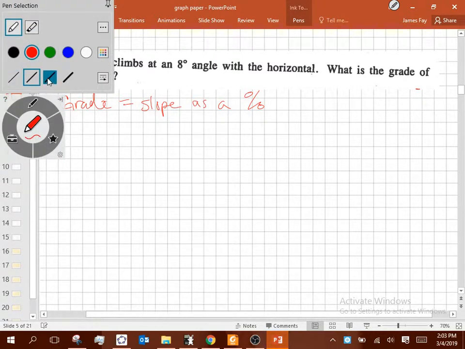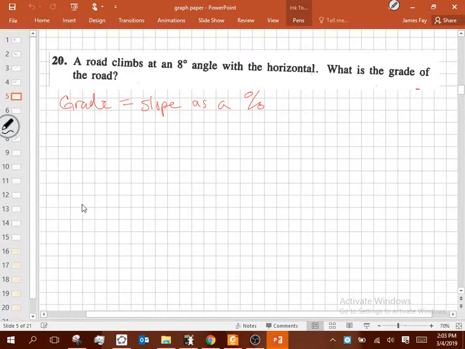Now, in this problem, we run into an issue. They tell me I have this road. So my road is the hypotenuse, right? It is increasing at an 8-degree angle. If I'm going to find slope, isn't slope rise over run? Do I have that here? No. But what I do have is that 8 degrees, which is very important to me. And my rise being the opposite side of that 8 degrees, and my run being the adjacent side of that 8 degrees, right? Does that make sense?